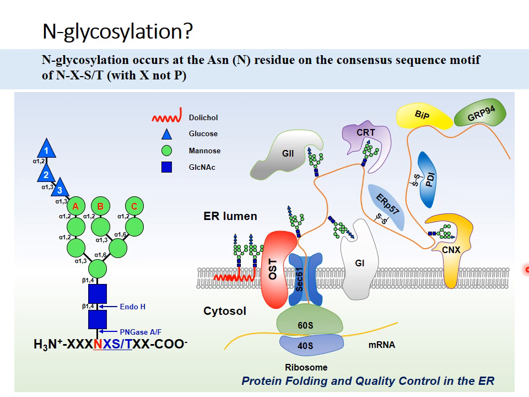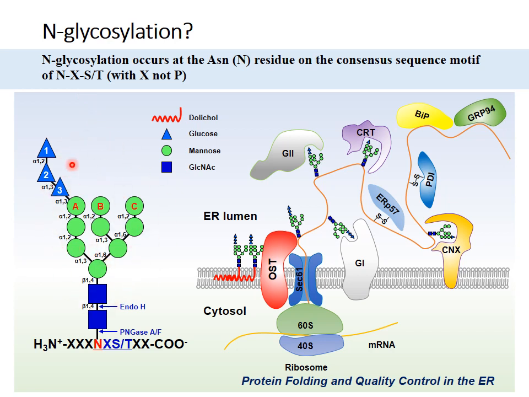N-glycosylation is one of the post-translational modifications through the inner membrane system. N-glycosylation occurs at the asparagine residue on the consensus sequence motif N, X, S or T. X is any amino acid except proline.